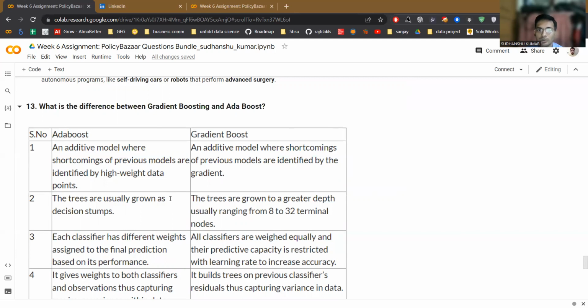In AdaBoost, each classifier has a different weight assigned to the final prediction based on its performance. But in gradient boost, all classifiers are weighted equally, and their predictive capacity is restricted with a learning rate to increase the accuracy. AdaBoost gives weight to both classifier and observation, thus capturing the maximum variance in the data. Gradient boost builds a tree on the previous classifier, thus capturing the variance in the data.